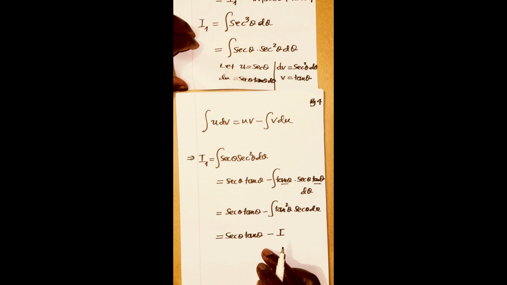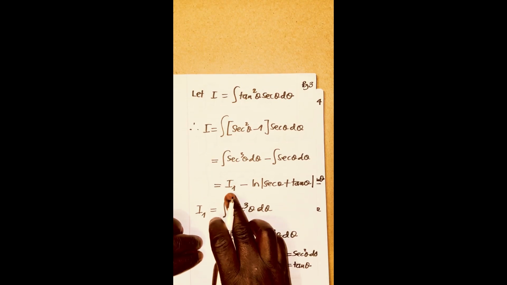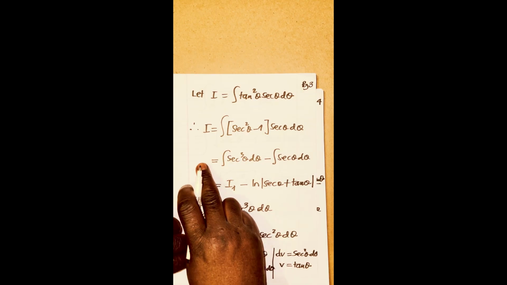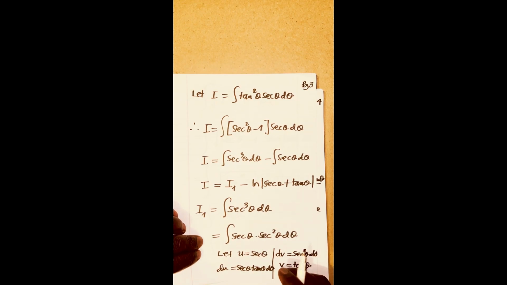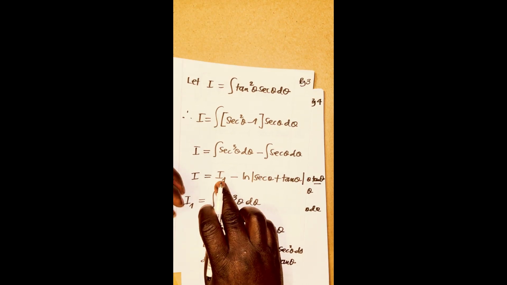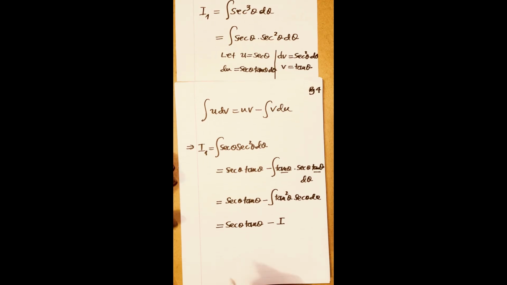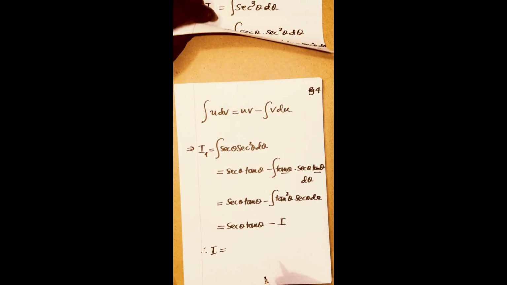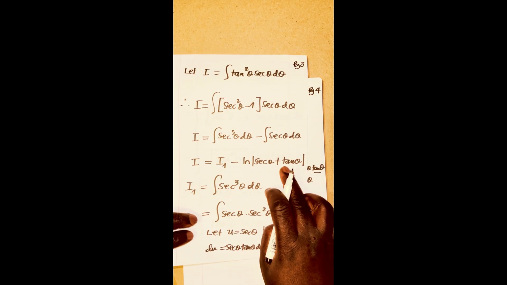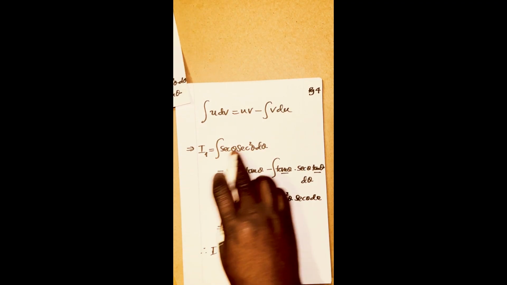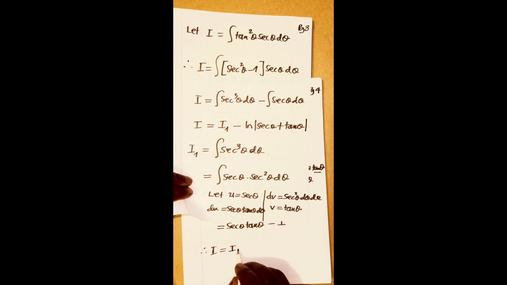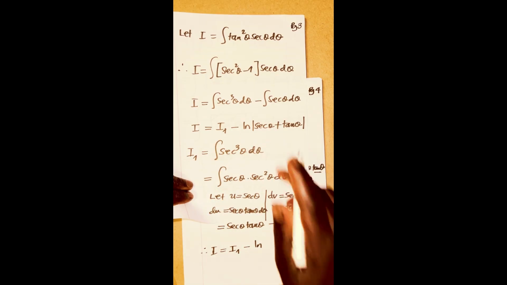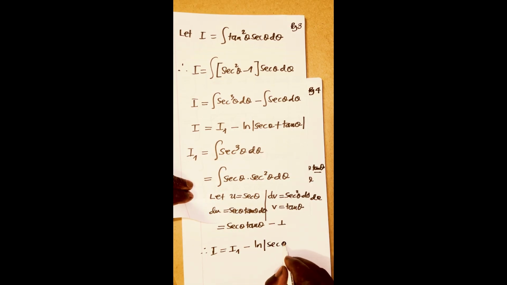Where did I stop on I1? It's here. Remember, I equals this expression, if you like. So this one here must come into that place. So I'm going to now say, therefore, I is equal to, where are we at? We're here. I equals I1 minus this. What is I1? That's the expression for I1, as you can see. Let me capture this the way it is: I1 minus the natural log of sec of theta plus tan theta.